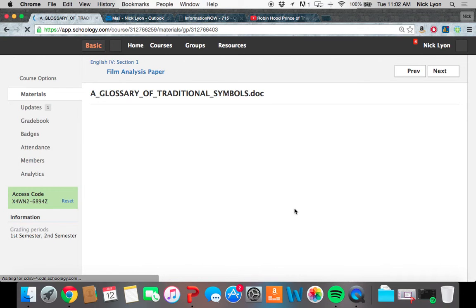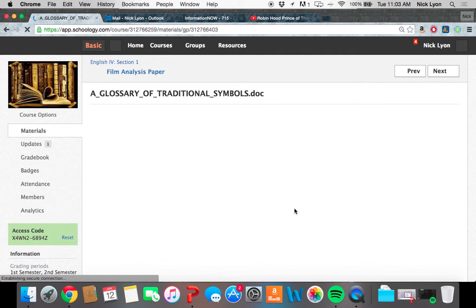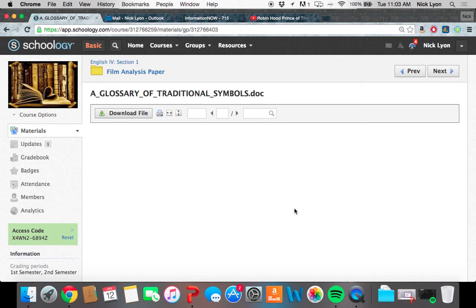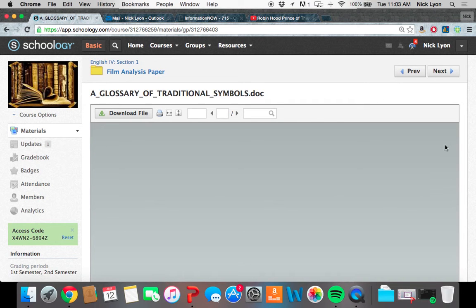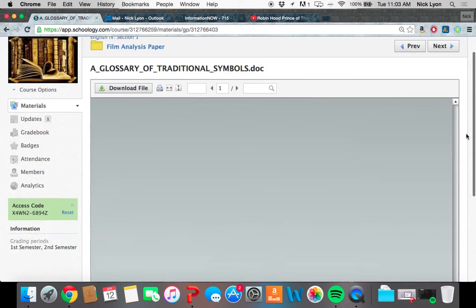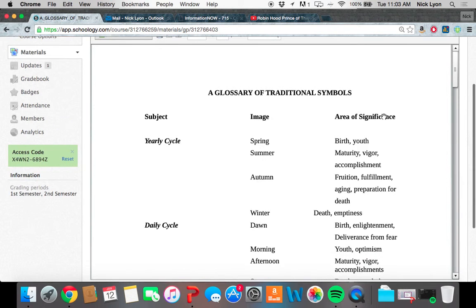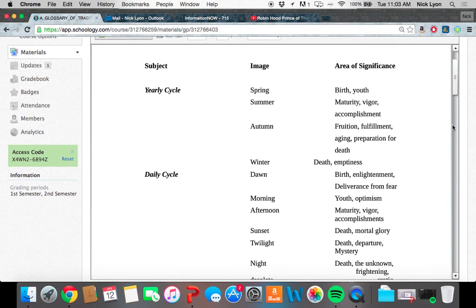Symbols, as you guys know, is one of the main things we're going to be looking for in our film, as far as the analysis side goes. So you want to pay attention to these types of symbols. And obviously, these symbols correlate with literature. That's one of the reasons that I enjoyed film so much.